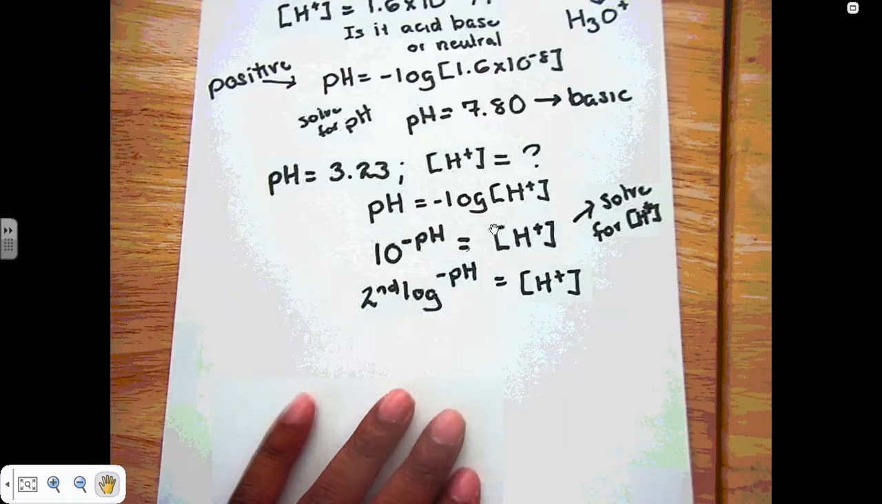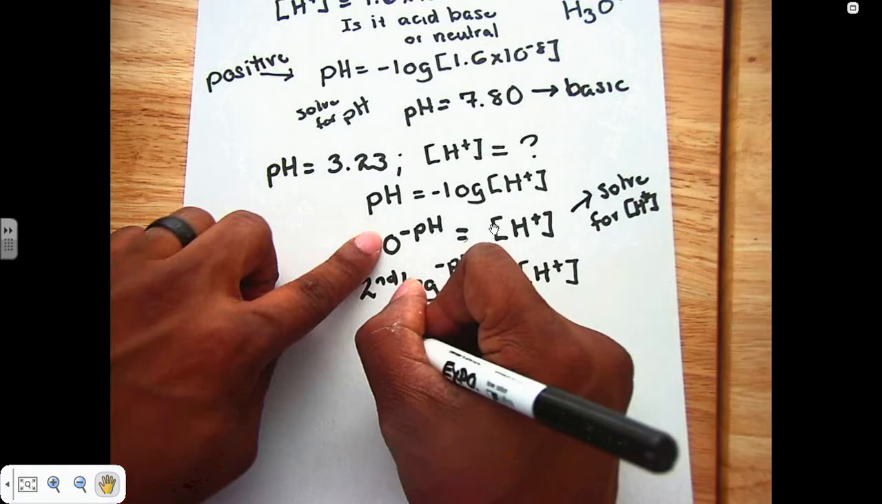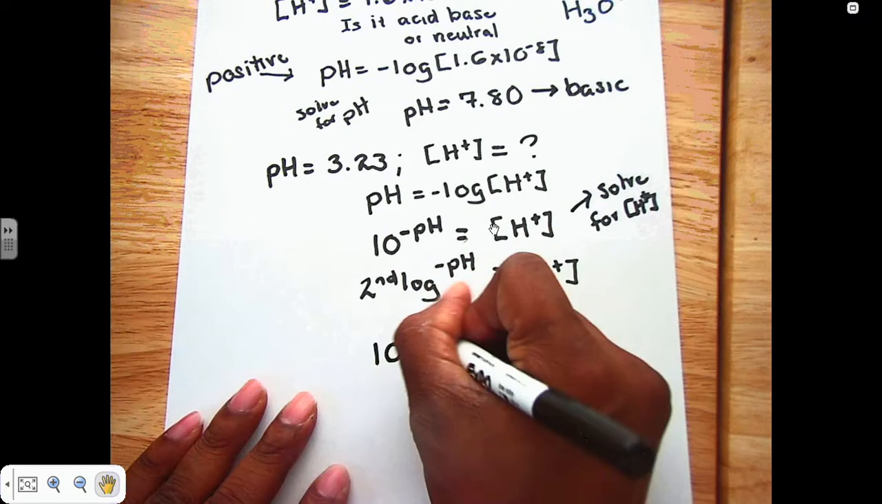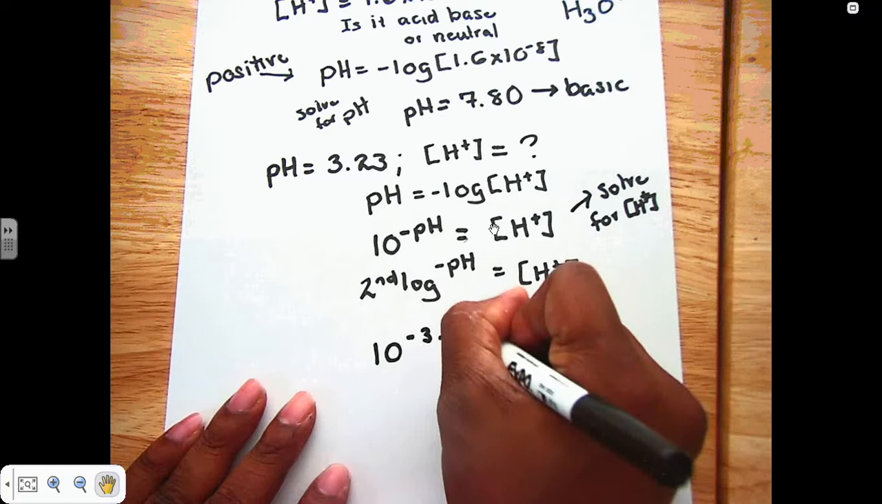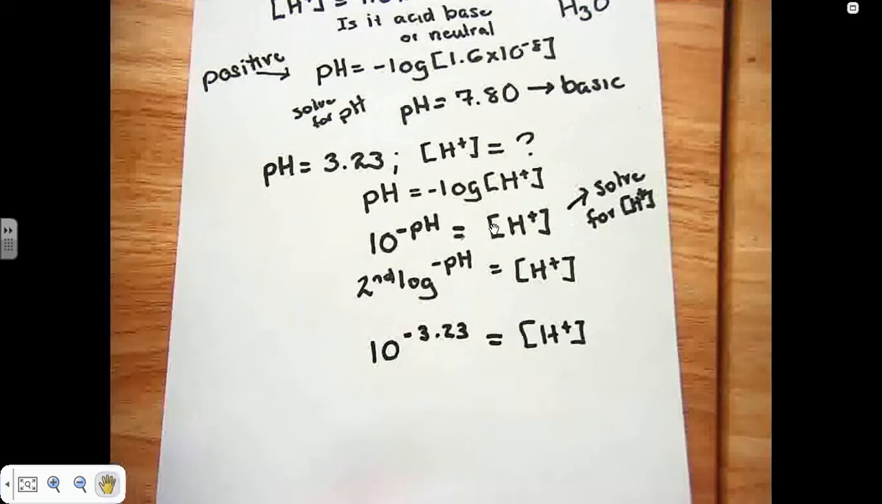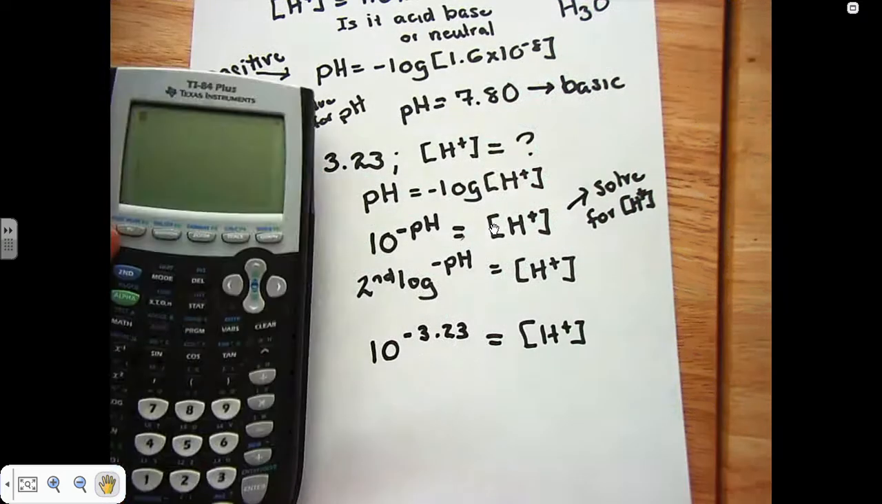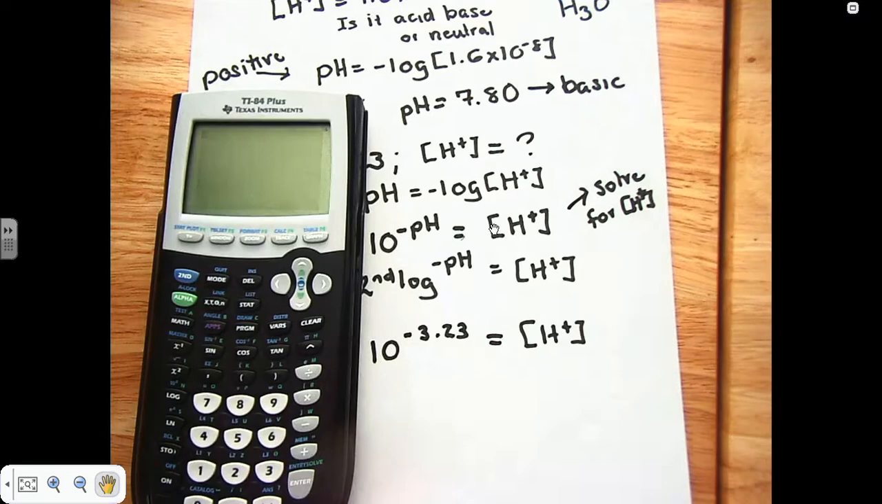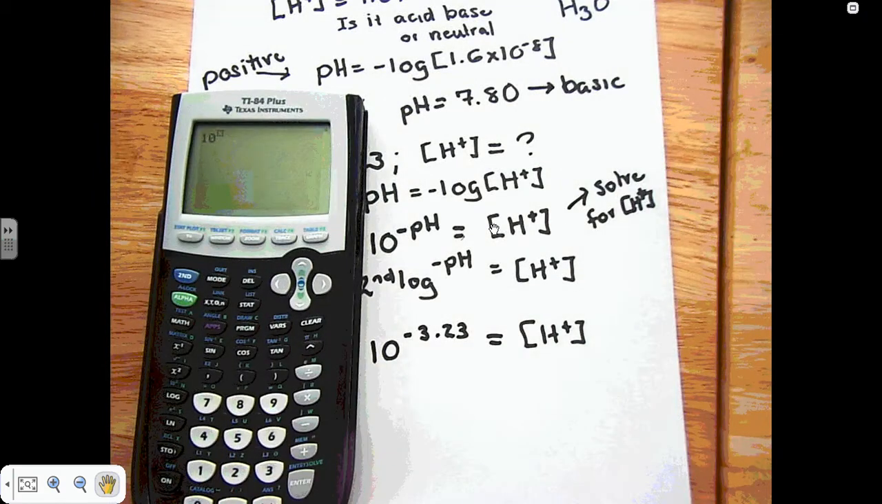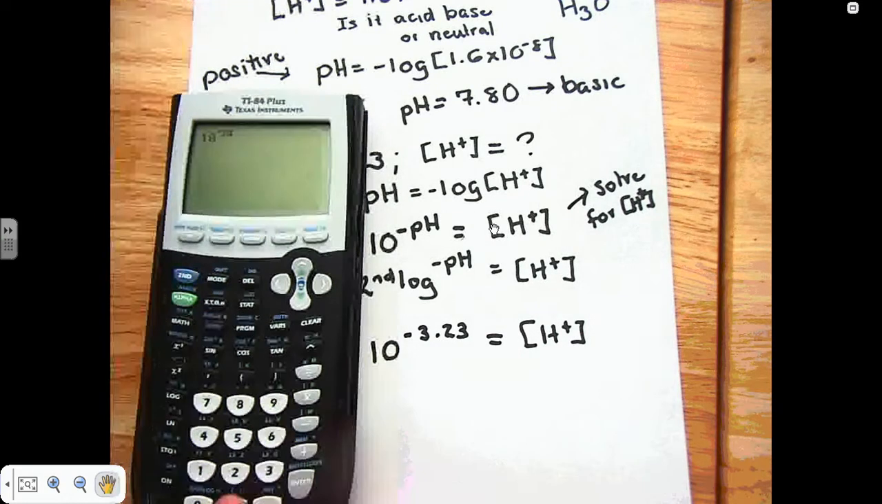So there's that component. Now, let's apply the first way of doing it, and say 10 raised to our negative 3.23 should give us our concentration. That's what we're looking at, 10 raised to the negative 3.23. So then the question is, how do you put that in the calculator? Well, in my calculator, I'm going to put 10. Then I'm going to press the little chevron sign that looks like it's pointed up. And then I'm going to put in negative, and then I'm going to put in 3.23. And then I'm going to press enter.